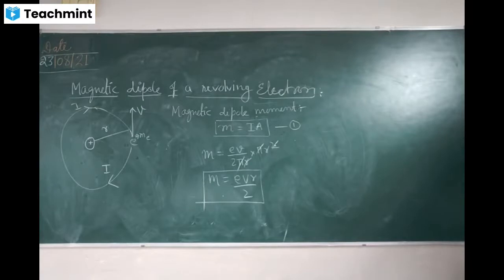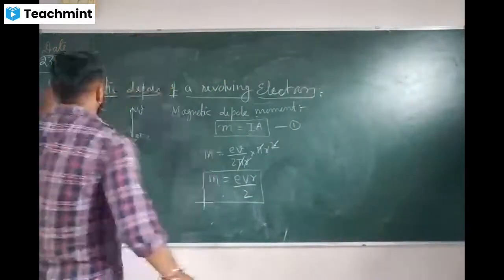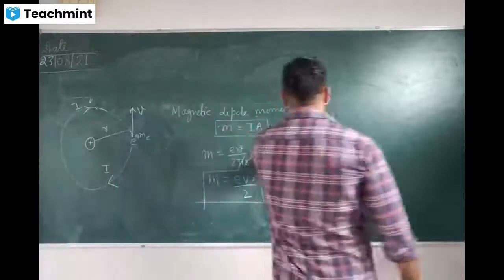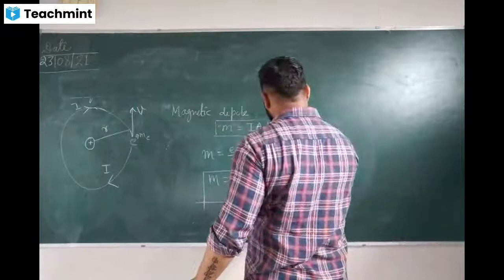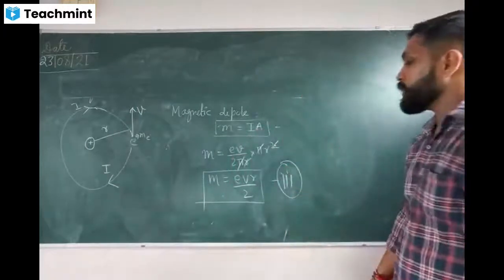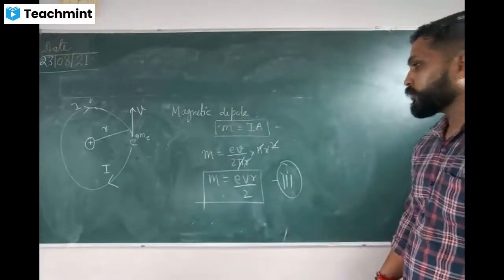Now here we can also find out, because when an object is moving in a circular path, it also has some angular momentum. So we can also find out the relationship between the magnetic dipole moment and angular momentum. So let's find out the relationship. This is the equation, the third equation: the magnetic dipole moment equals EVR upon 2.